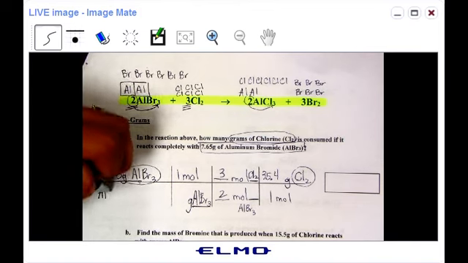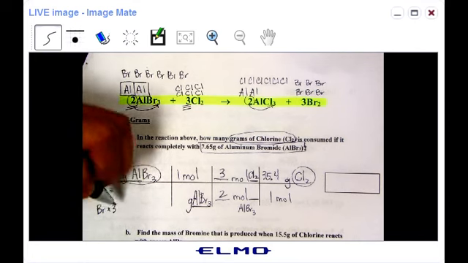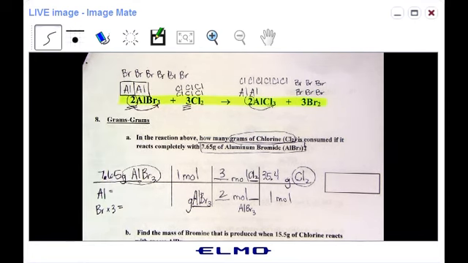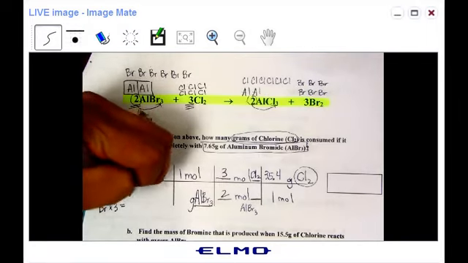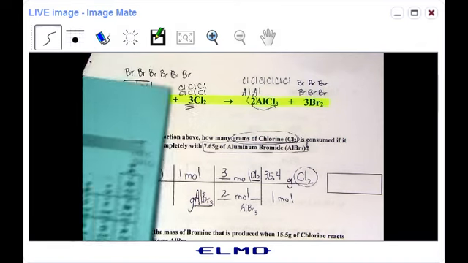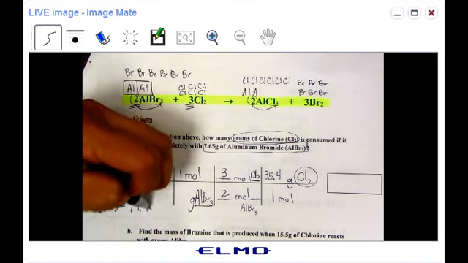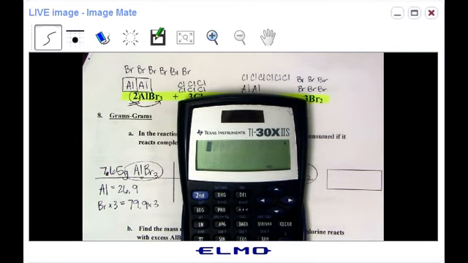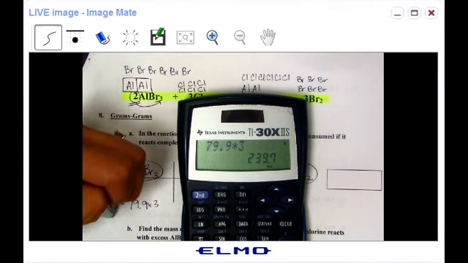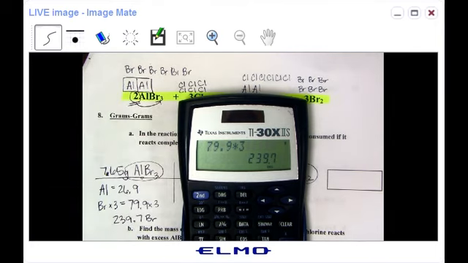Find the weight of aluminum, find the weight of bromine, but make sure you times it by 3 to get a number. So I'm looking at my periodic chart. Aluminum is 26.9. Bromine is 79.9. Except I need to multiply it by 3. So it weighs 239.7 because you have 3 of them.